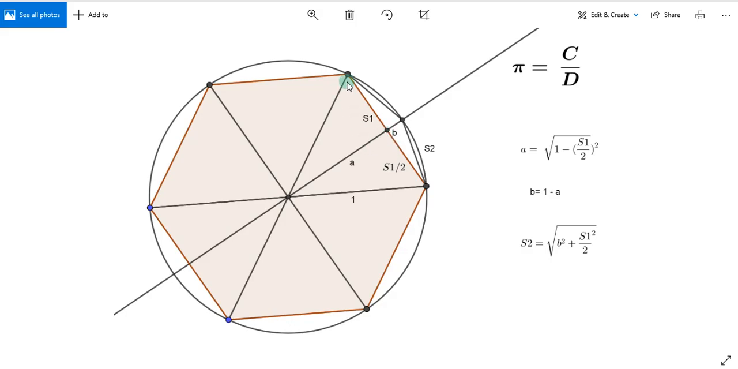You know, if we draw a perpendicular line from one vertex to the other side, then that perpendicular line divides the other side equally. So this side and this side are equal in length, and this is also perpendicular. This is perpendicular and these two sides are equal.